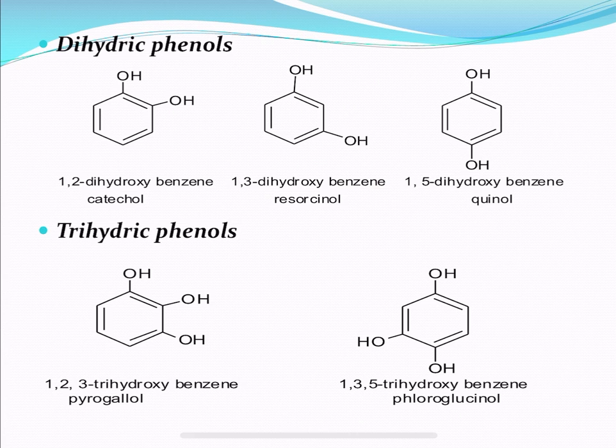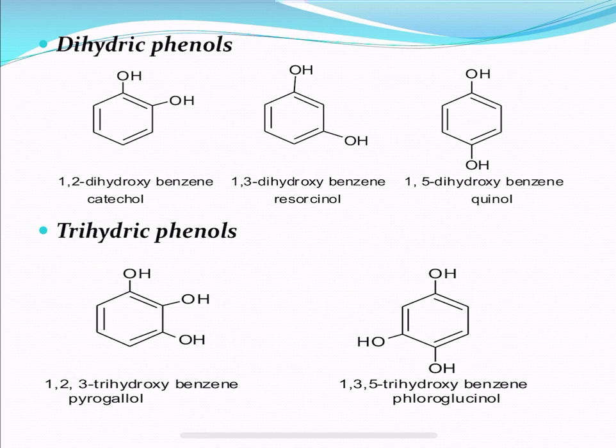And the third example for dihydric phenols is if the hydroxyl group is present in the fourth position, para position, then it can be called... so this is wrong, so correct it. So, this is 1,4-dihydroxybenzene, and the general name for this is quinol. Okay. So, this is 1,4, this is fourth position, this is not 5. Some typo mistake is there. So, this is 1,4-dihydroxybenzene.